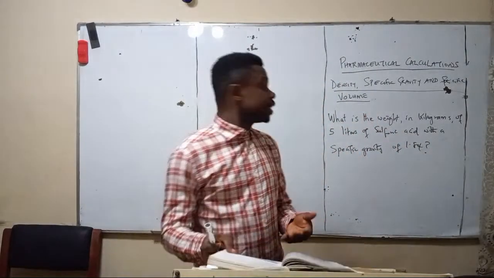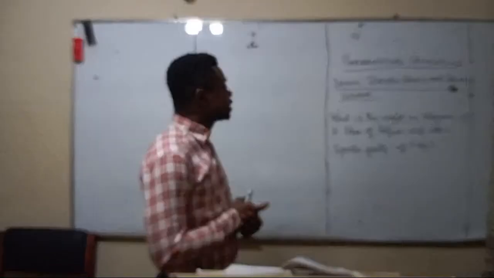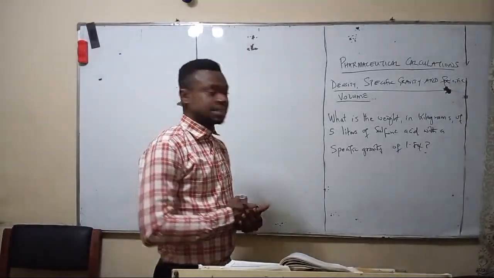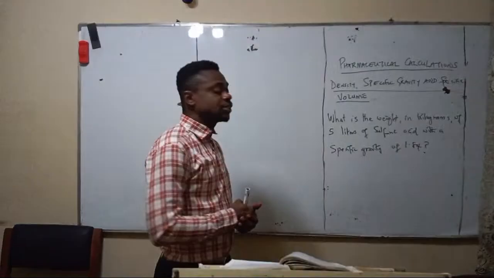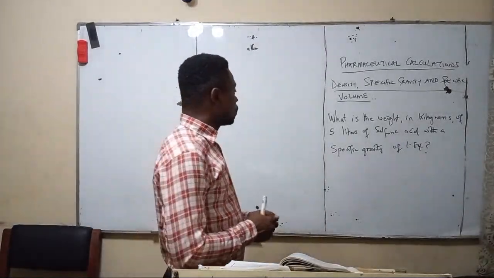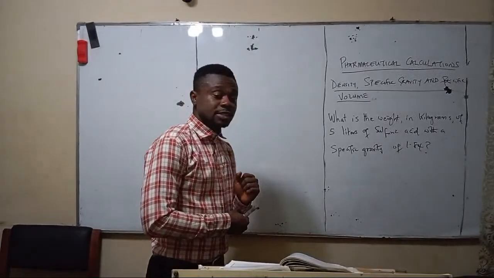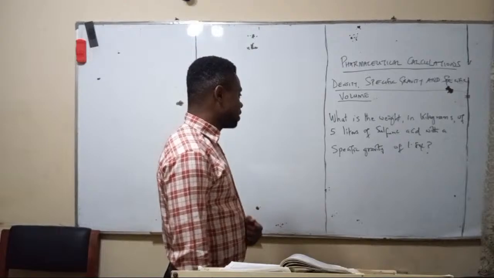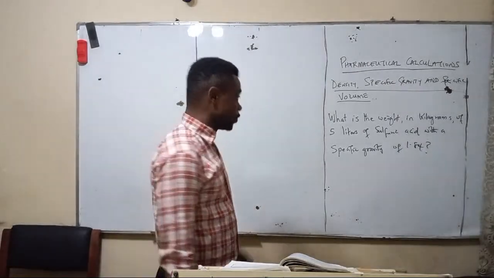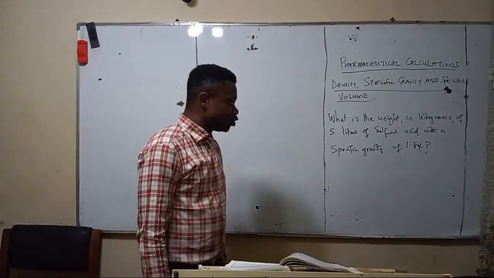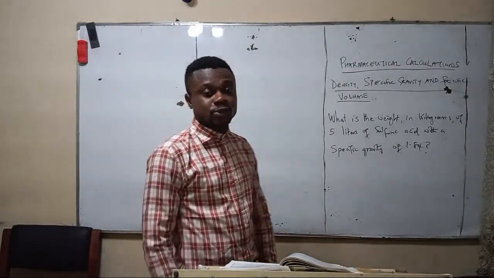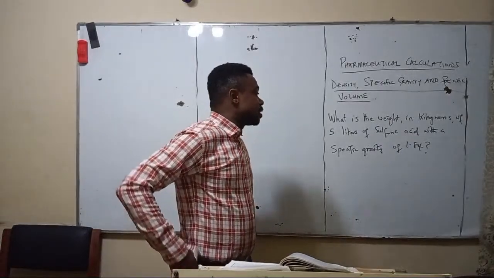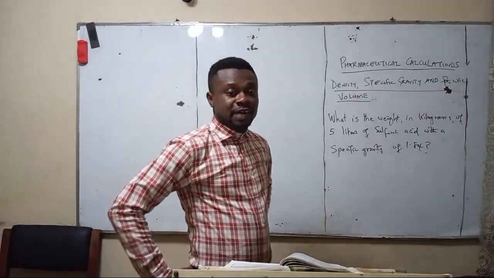Okay, the question says, what is the weight in kilograms of 5 liters of sulfuric acid with a specific gravity of 1.84? For us to be able to answer this question, we need to know what specific gravity is.